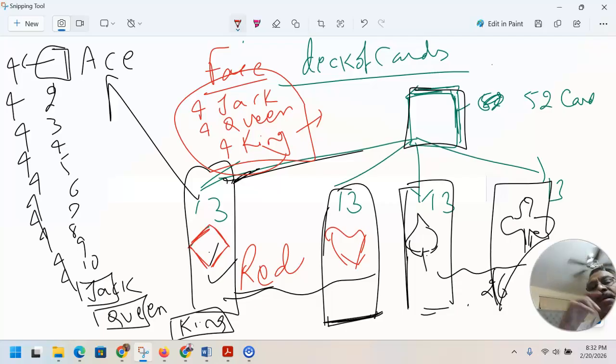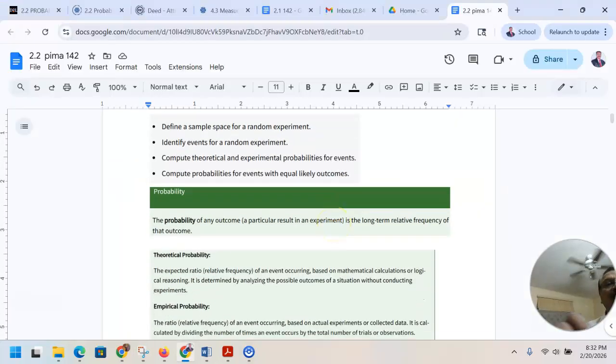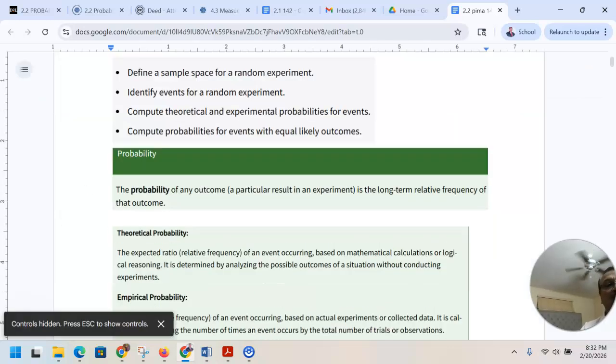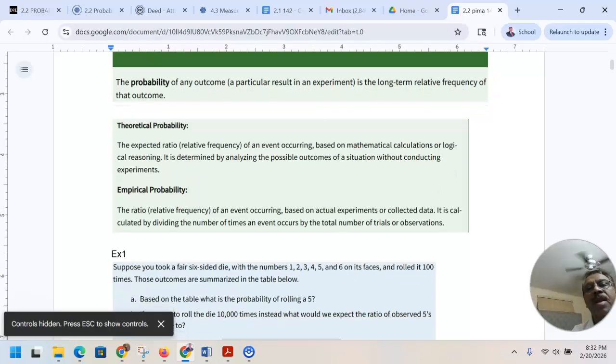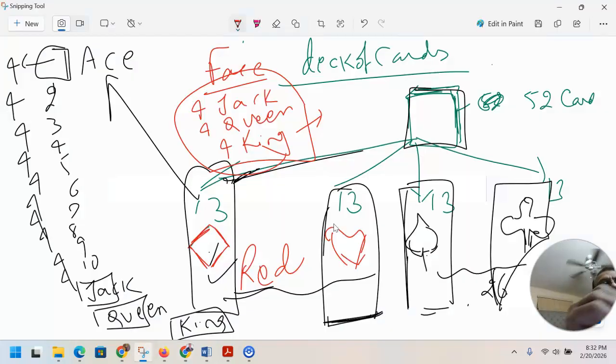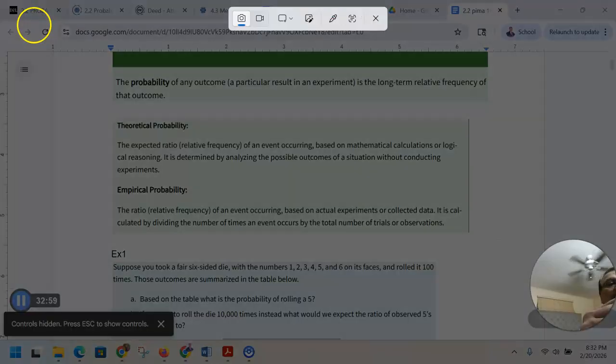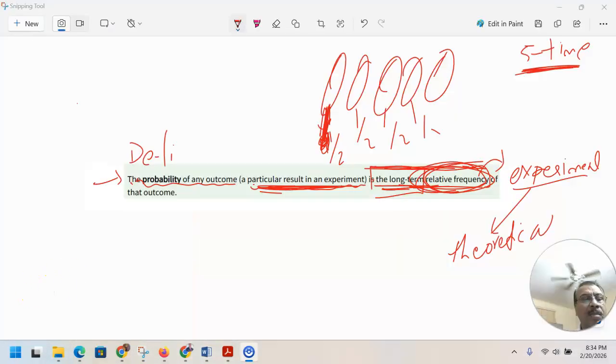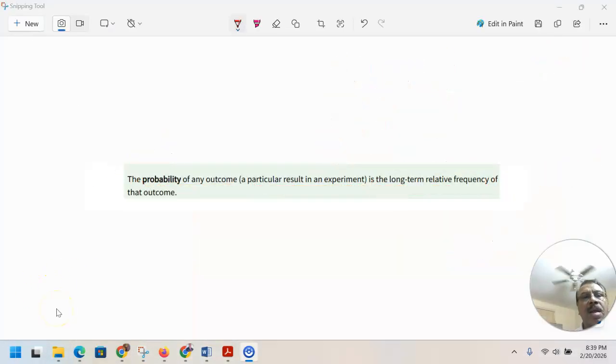So let's go directly to the problems, to the actual lesson. Whatever I explained is right here. So the first page that you see on your packet is the definition. I hope you guys understood it.